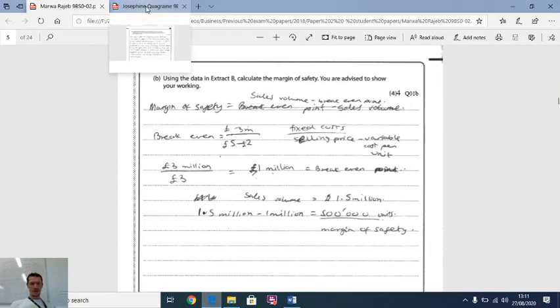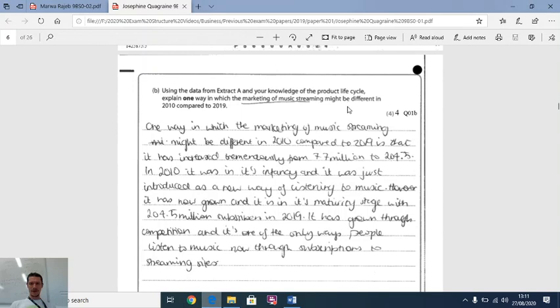Let's go to Josephine's paper then. This is a different paper, and again, you can see where I'm pointing my mouse, 4 out of 4. The question says, using the data from extract A and your knowledge of the product life cycle, explain one way in which the marketing of music streaming might be different in 2010 compared to 2019. Now, don't forget what we're looking for here. We're looking for a definition, or some knowledge, 2 things from the case study which point out how the marketing of music streaming is going to be different, then some kind of a link back.